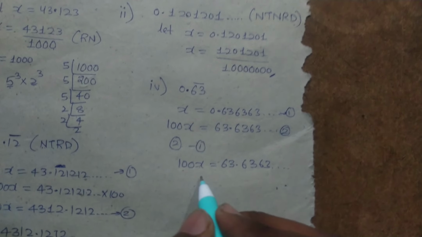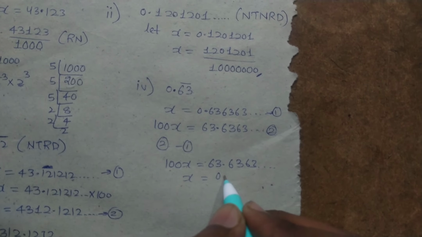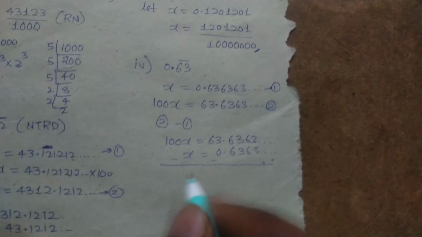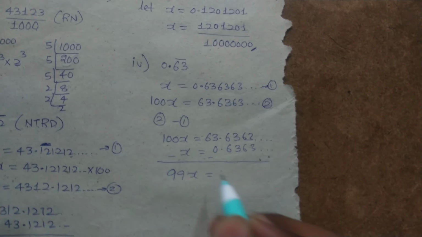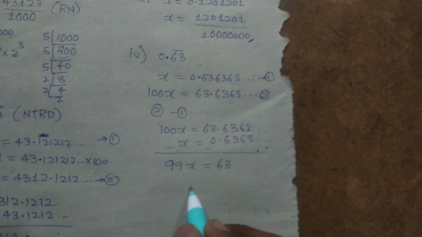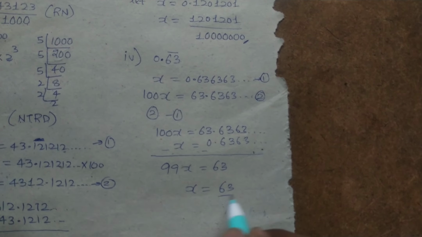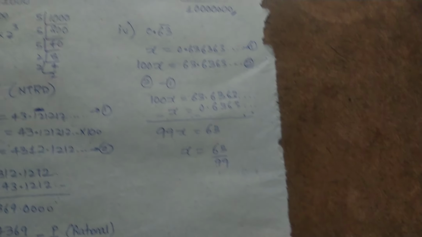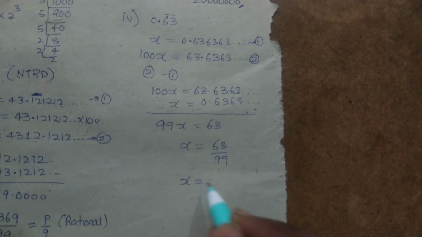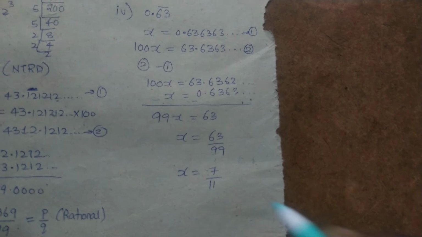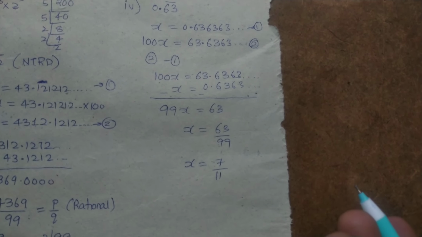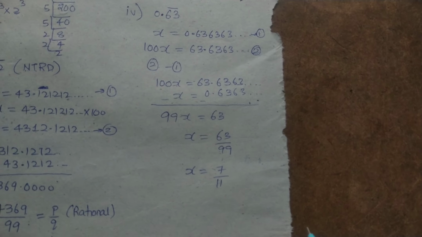Okay, now you will do 2 minus 1, that is 100x is equal to 63.6363 and so on, minus x is equal to 0.6363 and so on. Just do the subtraction, you will get 99x here. Here how much will you get? 63, because the decimals will be zeros. Here 63 minus 0 is 63. So 63 divided by 99. So can you cancel them? 9 7s are 63, no? So it will go in the 9 table. 9 7s are 63, 9 11s are 99. Right? So 7 by 11. What are the prime factors of 11? 11 and itself, that's it. 1 and 11 only.